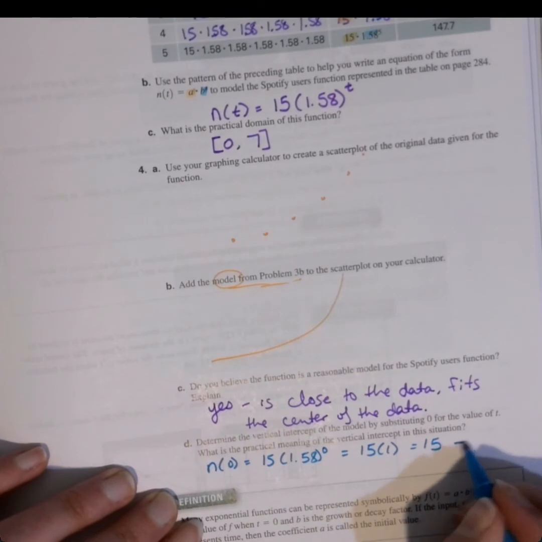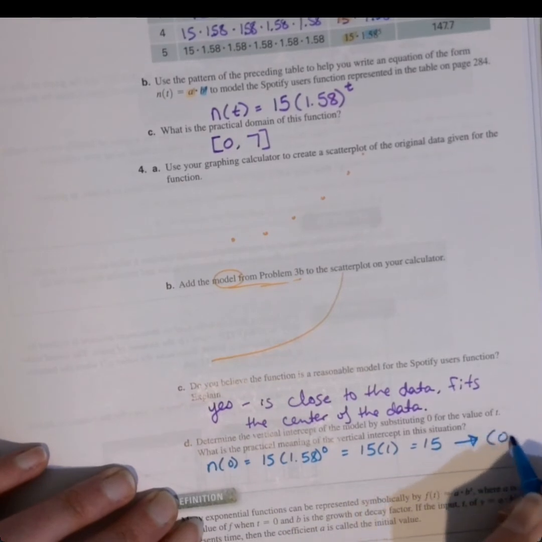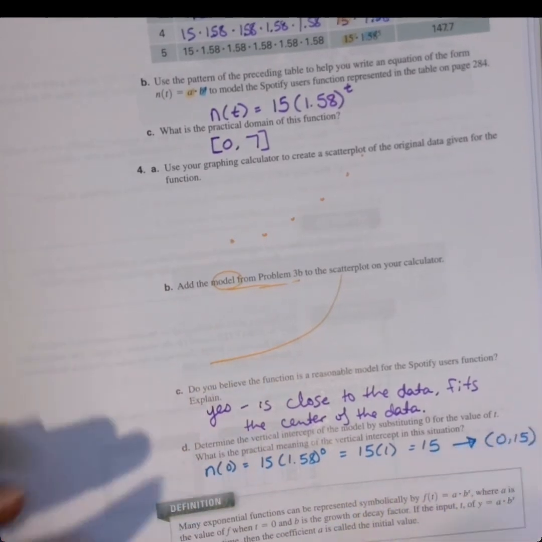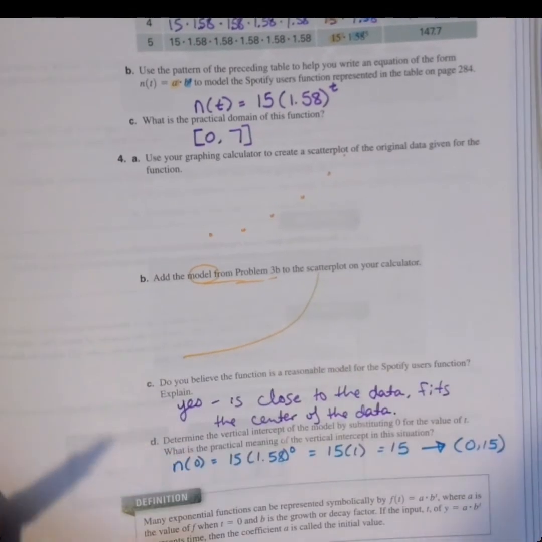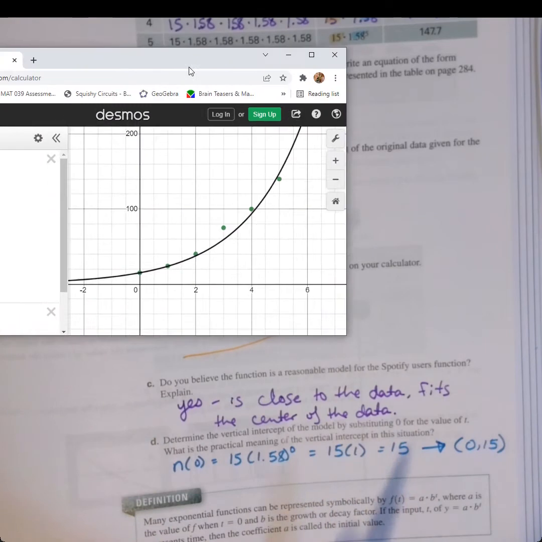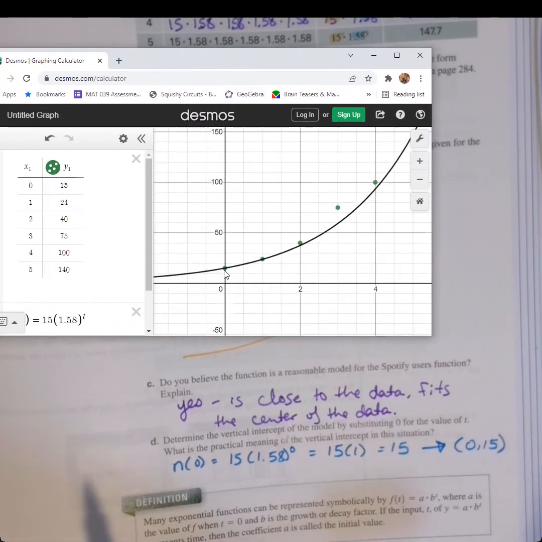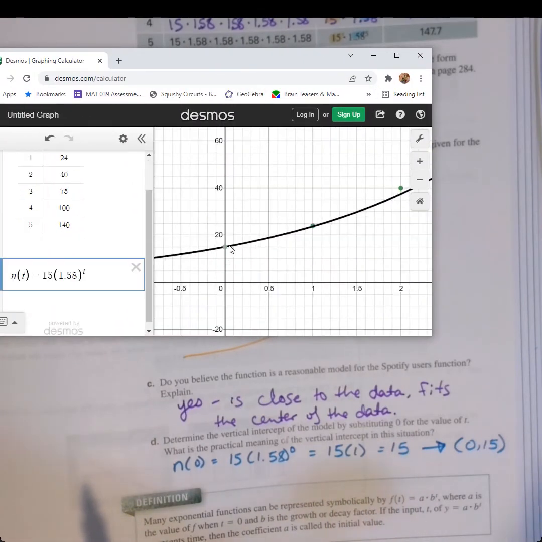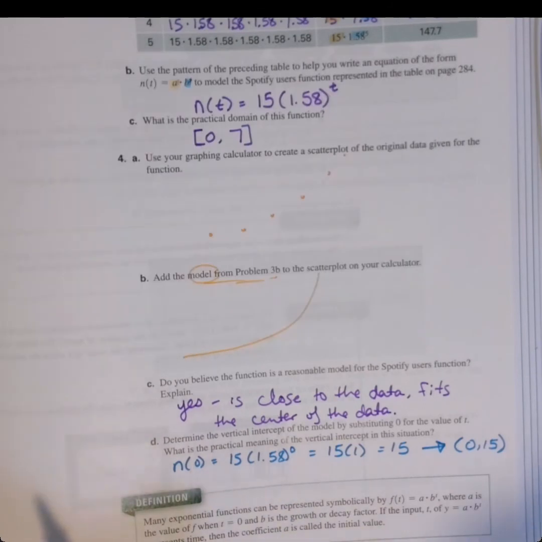That means that the vertical intercept is the ordered pair 0, 15. Now, I can observe that graphically as well. They asked me to do it first algebraically by substituting 0 in, but I can observe on the graph. If I click my model, it's going to go through the point 0, 15.